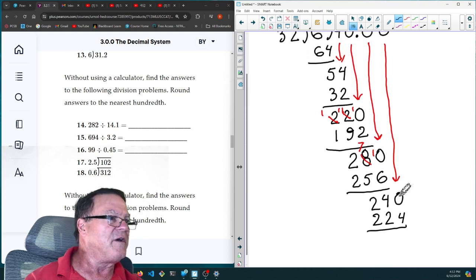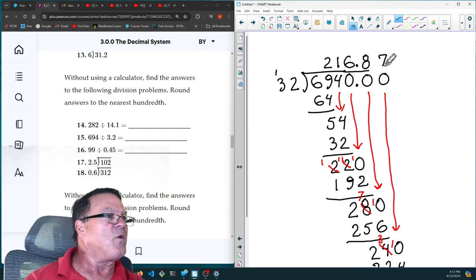So here, 0 minus, I'm sorry, not 0, 10. I'm going to borrow 1 from my 4, make it a 3. Make this 0 a 10. 10 minus 4 equals 6. And 3 minus 2 equals 1. And 2 minus 2 equals 0, so we have 16.